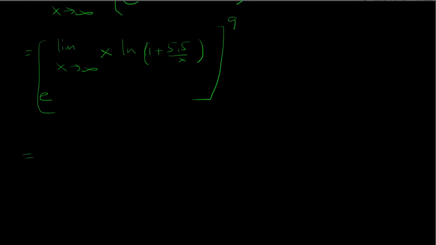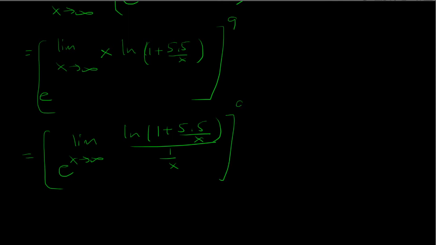Okay, and I'm going to rewrite this. So I'm going to have ln of 1 plus 5.5 over x on the top and 1 over x on the bottom. And that's all over to the 9th power. So what I did here was I said that x is equal to 1 over 1 over x. Because now, as x approaches infinity, ln of 1 plus 5.5 over x will go to 0. And 1 over x will also go to 0. So you have a situation where it's 0 over 0, so we can use L'Hopital's rule.